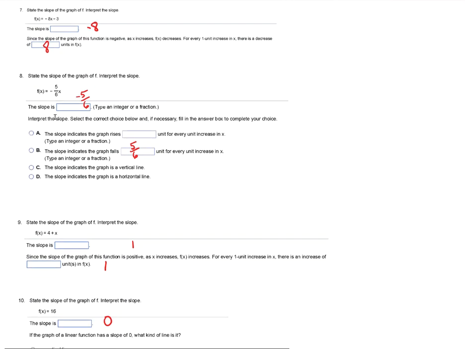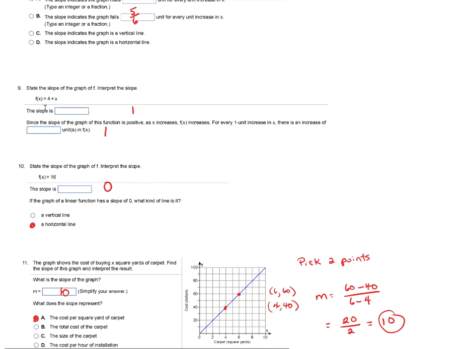All right, number 8. The slope of this is negative 5/6. That's a negative slope, so we're not going to be rising. We are going to be falling 5/6 unit for every unit increase in x. Number 9. What is the slope of this? Now this says 4 plus x. It's just written a little bit backwards for us. We don't have the x at the beginning, but the number in front of x is 1. So the slope is 1, and there's an increase of 1 unit every time in f of x.